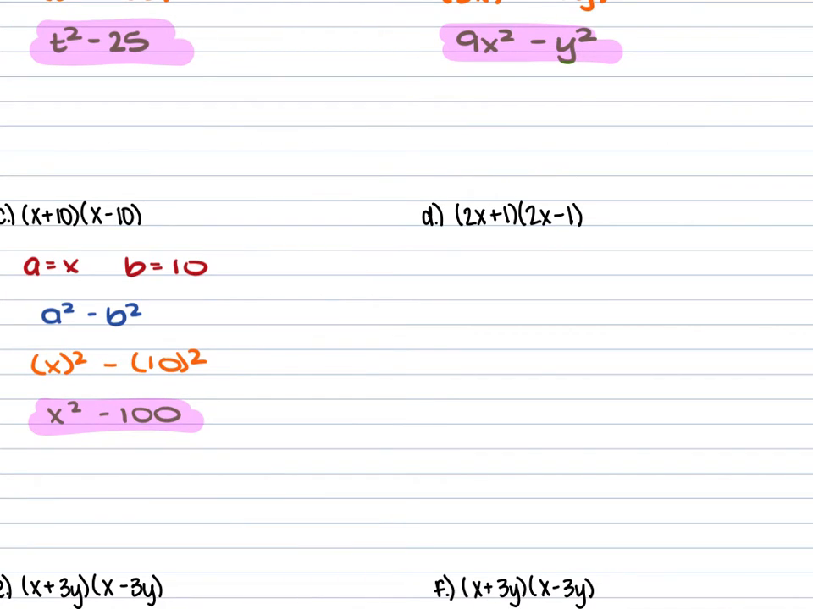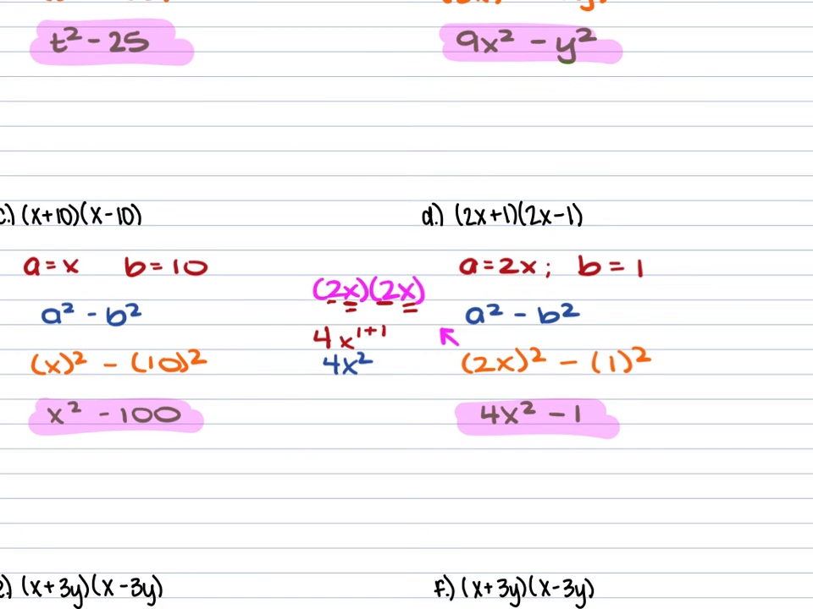For example D, we have 2x plus 1 times 2x minus 1. Our a is 2x. Our b is 1. Again, we use a squared minus b squared. So we're going to do 2x to the second power minus 1 to the second power. So 4x squared. Don't make that mistake. 4x squared minus 1 is our answer.